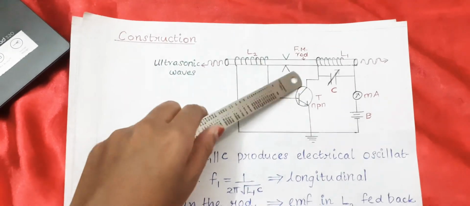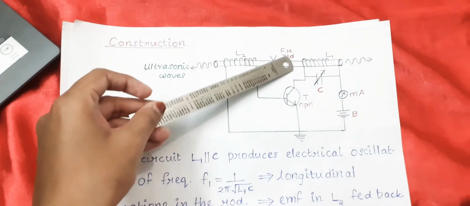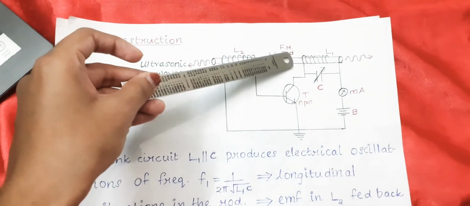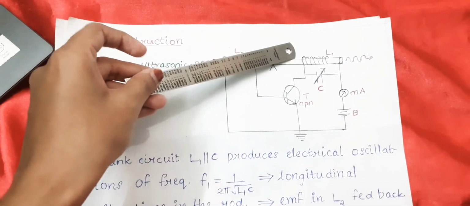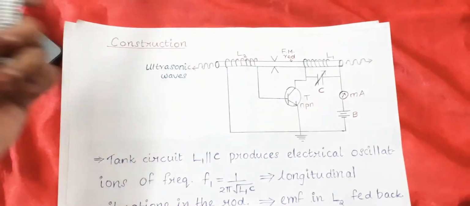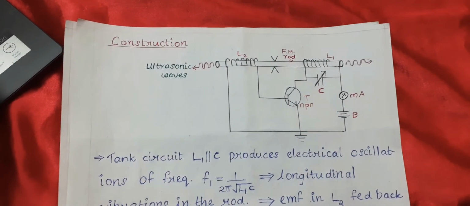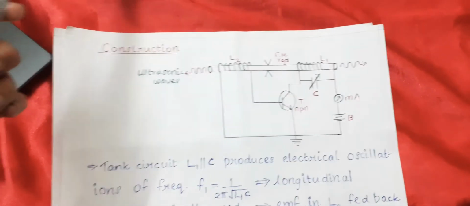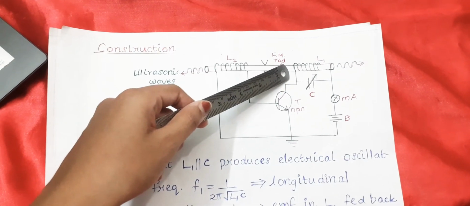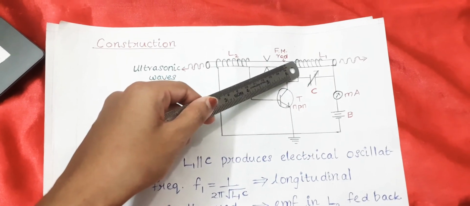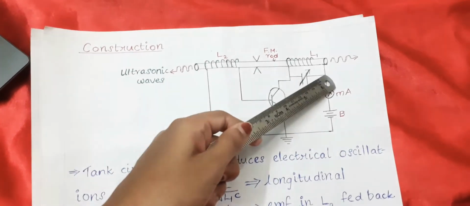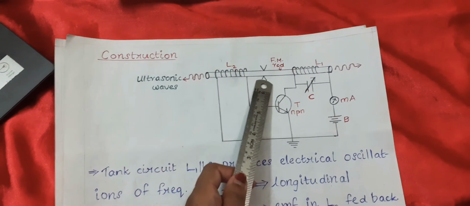an induced magnetic field will be produced in the tank circuit. So, due to the flow of current, a current carrying conductor will induce a magnetic field. This is a basic idea of electromagnetic induction. So, due to this, the tank circuit will produce an induced magnetic field parallel to the length of the ferromagnetic rod.